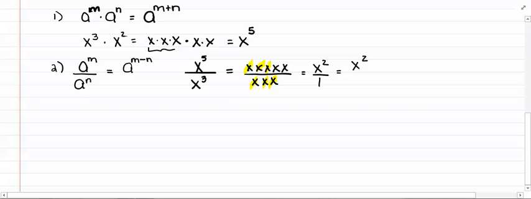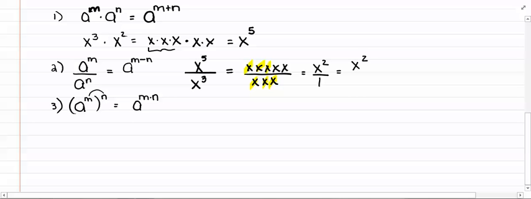The third property looks like this. If I raise a power to a power, I multiply the powers together. If you want to think of it as the distributive property, but not really, it does get rid of parentheses like the distributive property does. When I multiply, that gets rid of that parenthesis, and I'm left with a to the m times n.